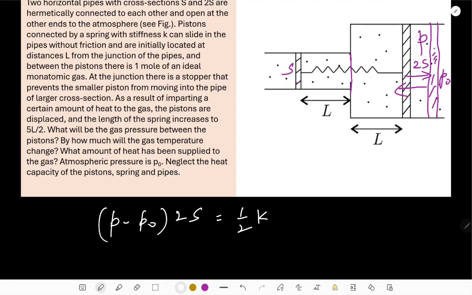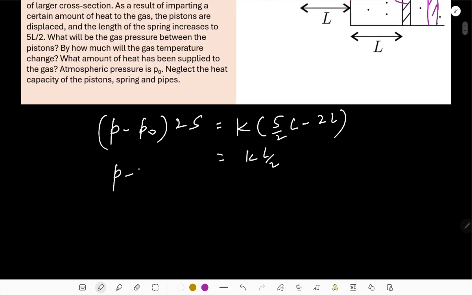No, I'm making a mistake. The spring force is simply kx here. The new length of the spring is 5 by 2L minus 2L, and that I know is simply L by 2. So this will be KL by 2, and P minus P naught multiplied by 2S is KL by 2. And why don't I write the value of P?